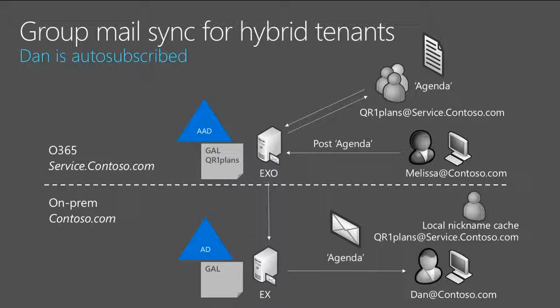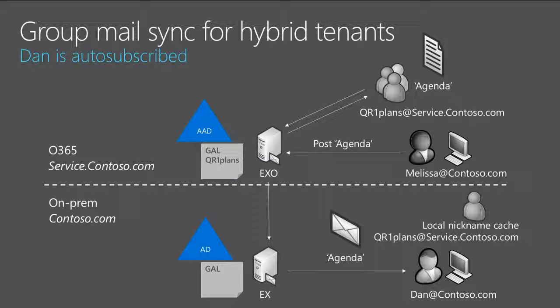Okay. So Exchange Online sees that Dan is an on-prem user, and since he is auto-subscribed, it automatically generates a copy of the message and sends it down through the on-prem system. Dan receives a message in his personal inbox on premises. He doesn't have to do anything. Melissa doesn't have to do anything. Everything just works. All you have to do is add the person.